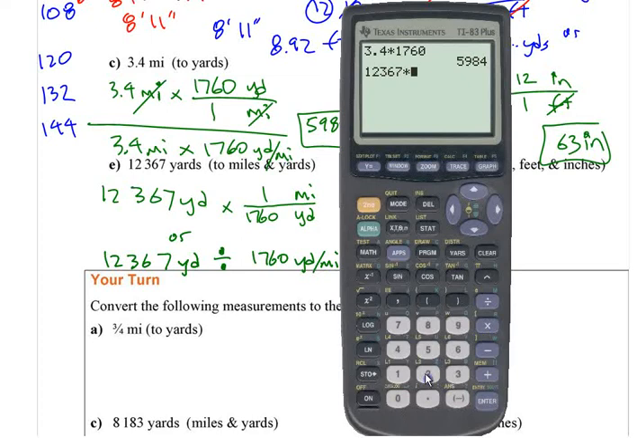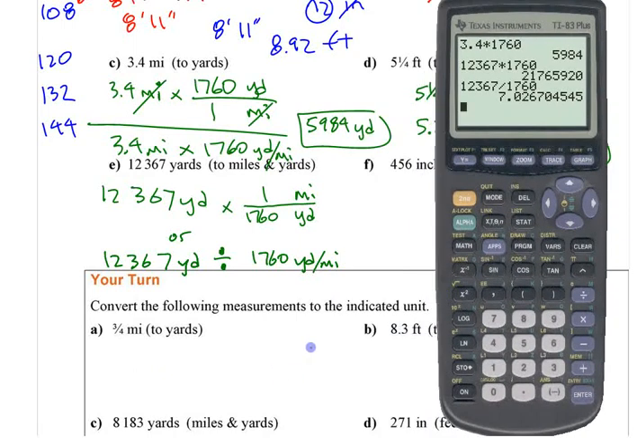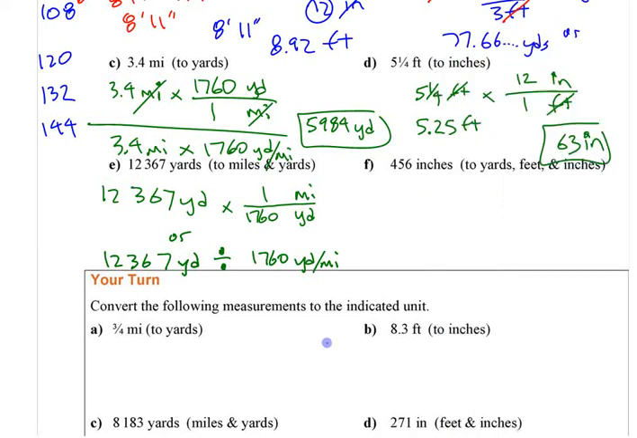12,367 divided by 1760. What? I guess that's wrong. I times that. Divide by... So we got 7 and just a tiny little bit, right? So I'm going to write that down for 7.0267 or something like that.